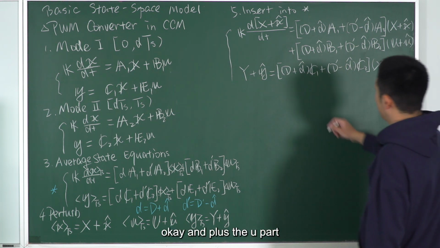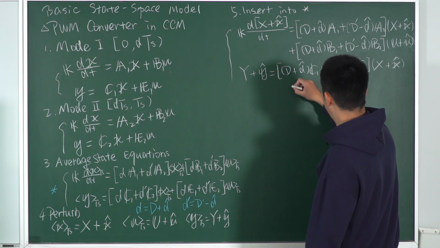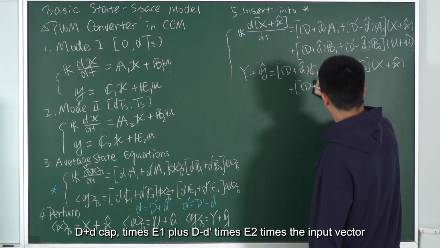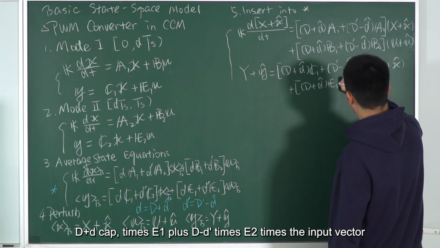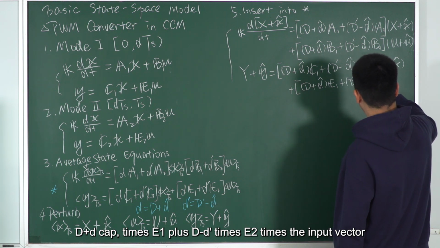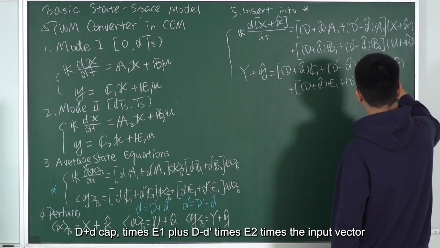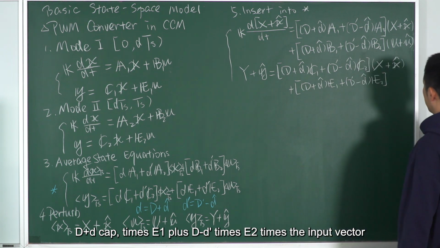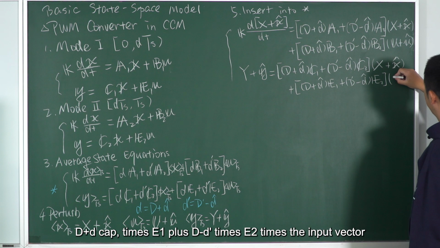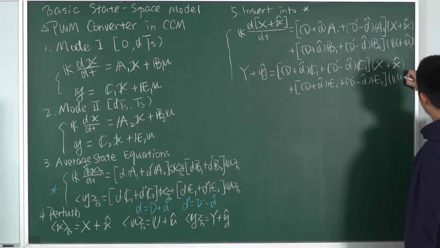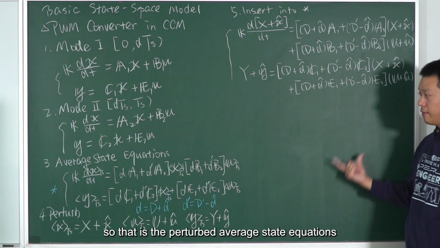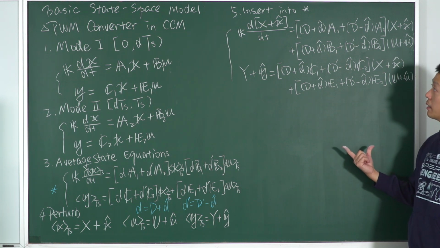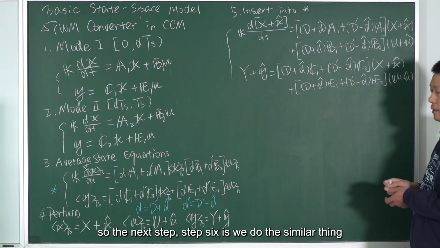Okay, and this plus the U part, D plus D cap times E1 plus D prime minus D cap E2 times the input vector. So that is the perturbed average state equations. So the next step, step 6, is we do the similar thing.